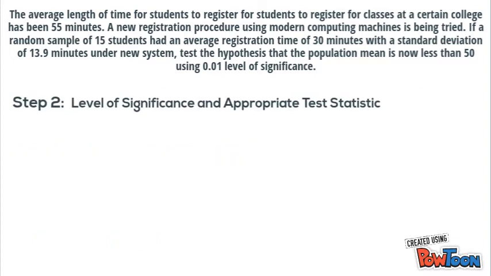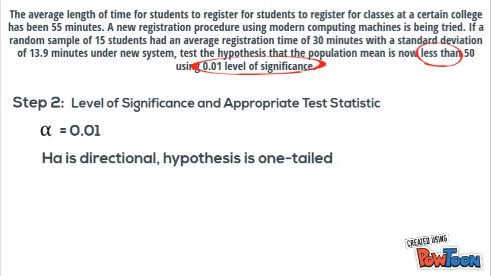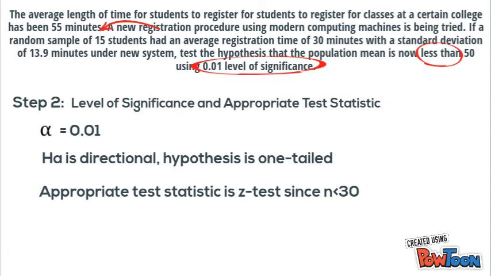Step 2. Level of significance and appropriate test statistic. Level of significance is equal to 0.01. HA is directional and the hypothesis test is one-tailed. Appropriate test statistic is t-test since n is less than 30.